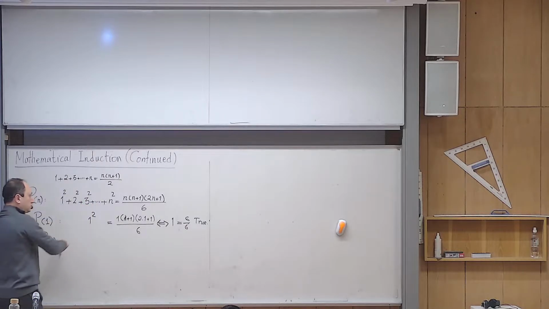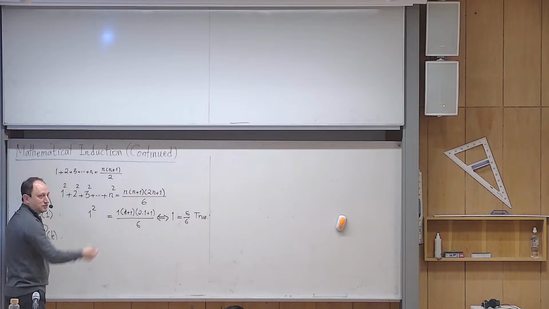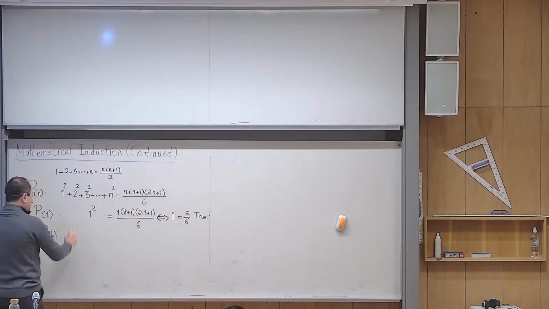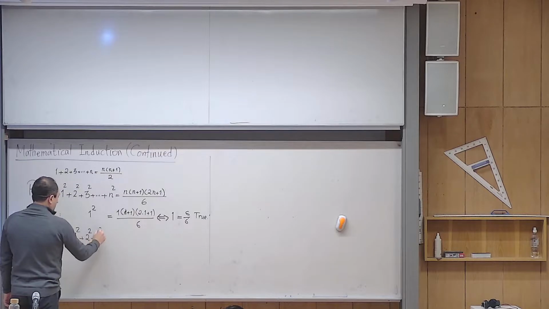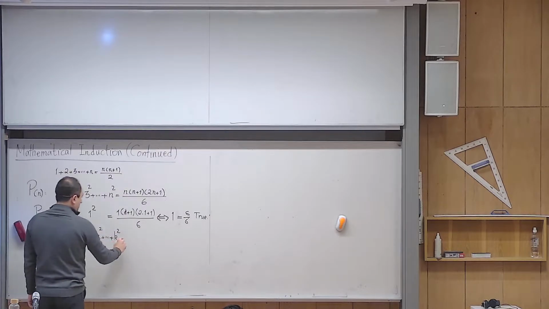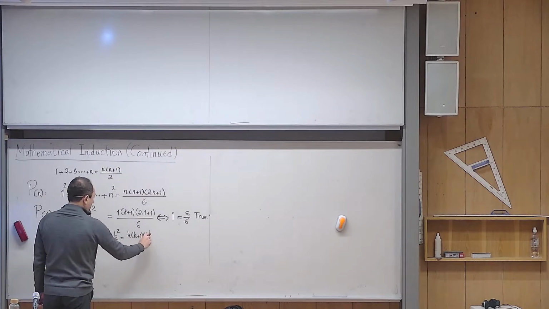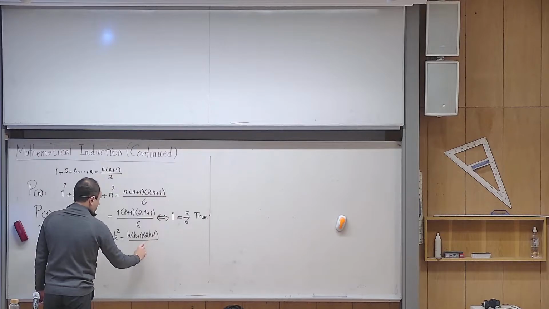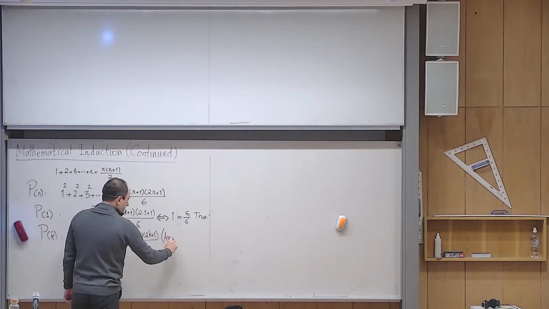So then you need to write that statement. Writing P of k is extremely simple. What you need to do is just to replace every appearance of n with k. So this becomes 1 squared plus 2 squared plus 3 squared, and then you continue until k squared is equal to k times k plus 1 times 2k plus 1 divided by 6. This one is assumed to be true.